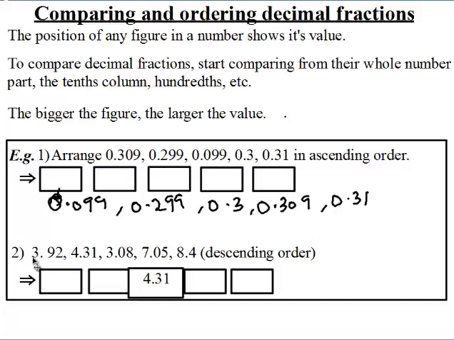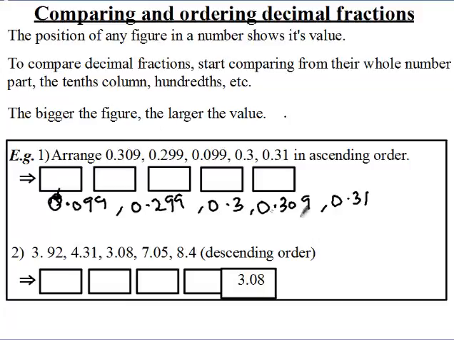Followed by, now we have 3 here, 3 here. So we can't use their whole number part to know which one is the biggest. Therefore, we move to the tenths column, which is 9. 9 compared to 0, 9 is bigger than 0. Hence 3.92. Then the last one, 3.08.